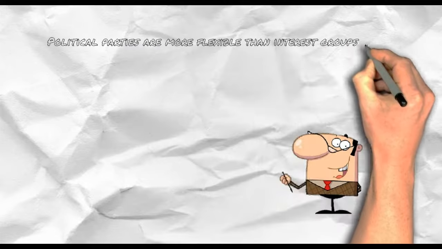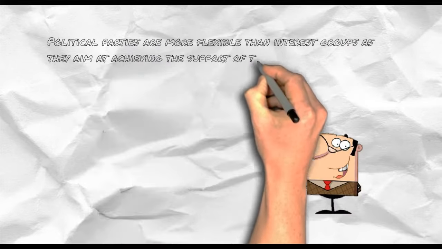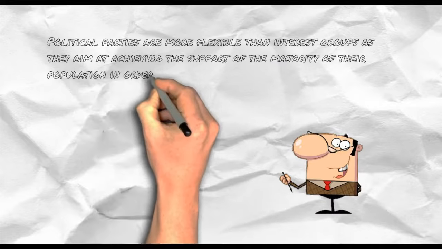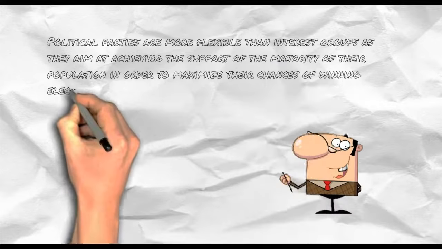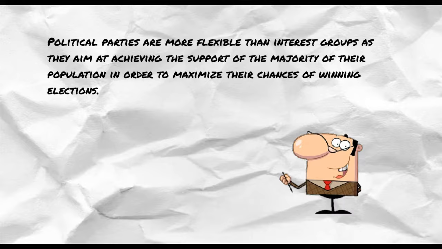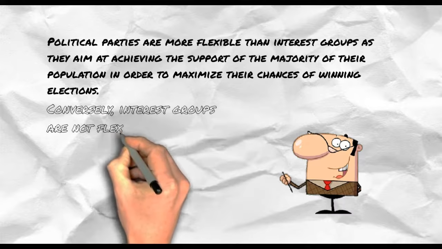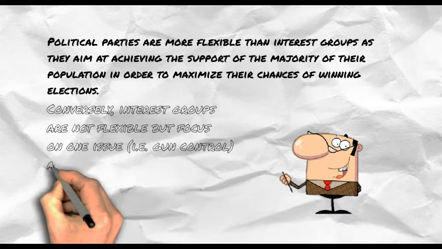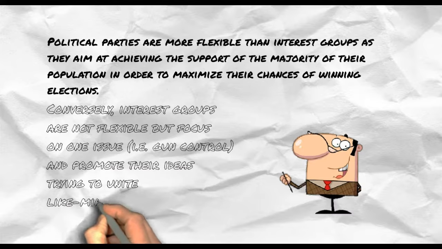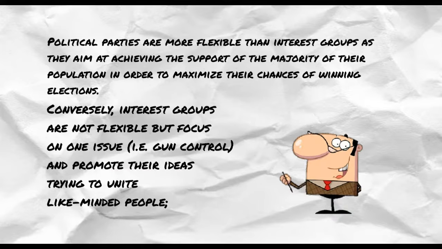Political parties are more flexible than interest groups as they aim at achieving the support of the majority of their population in order to maximize their chances of winning an election. Conversely, interest groups are not flexible but focus on one issue like gun control and promote their ideas by trying to unite like-minded people.